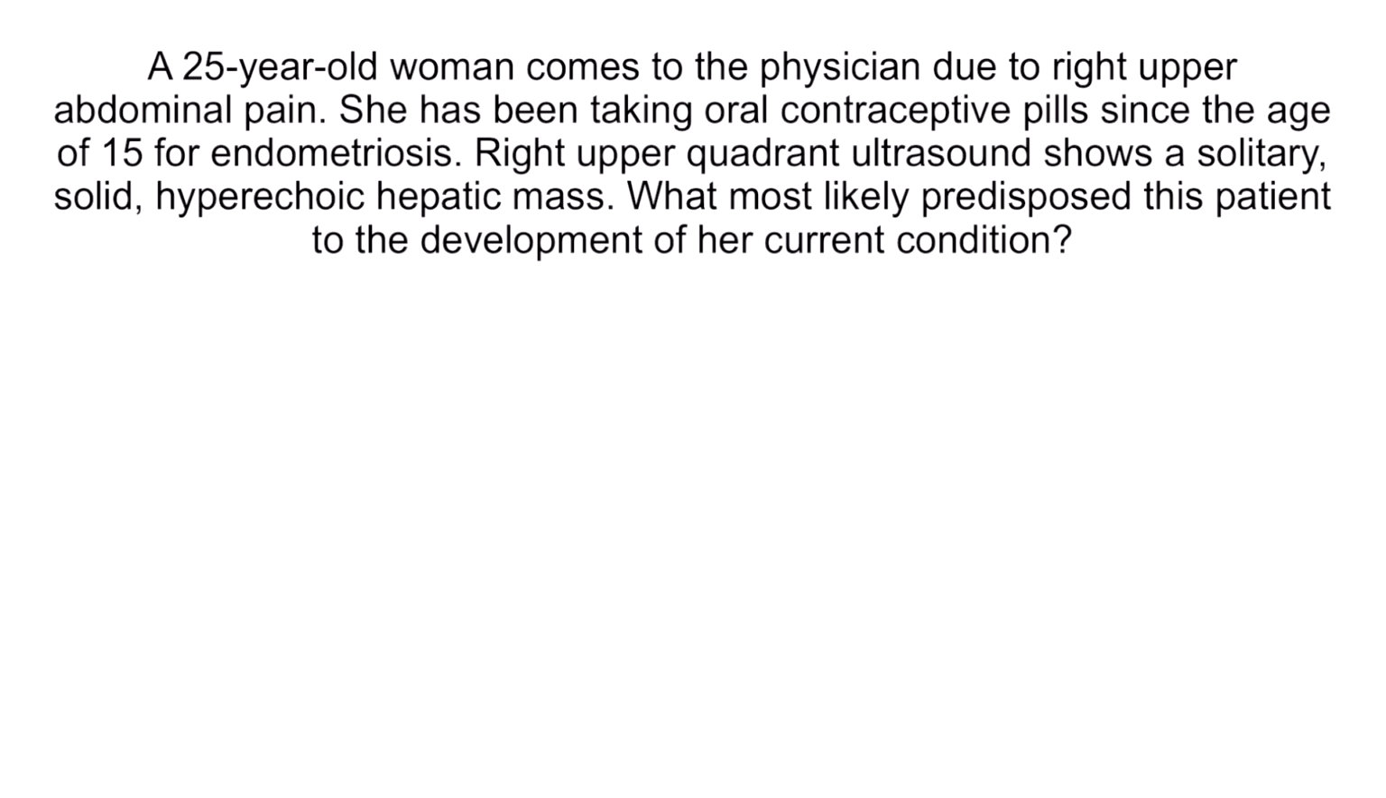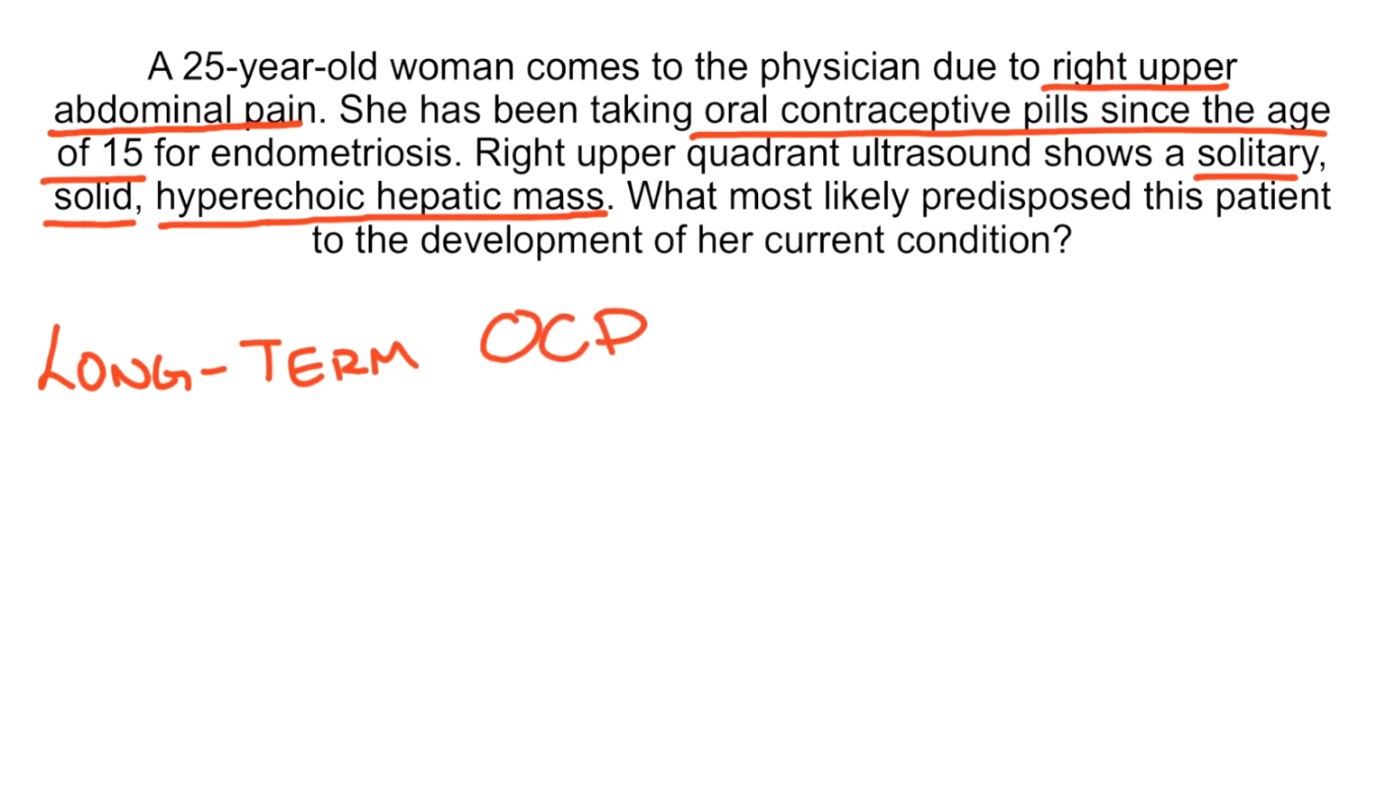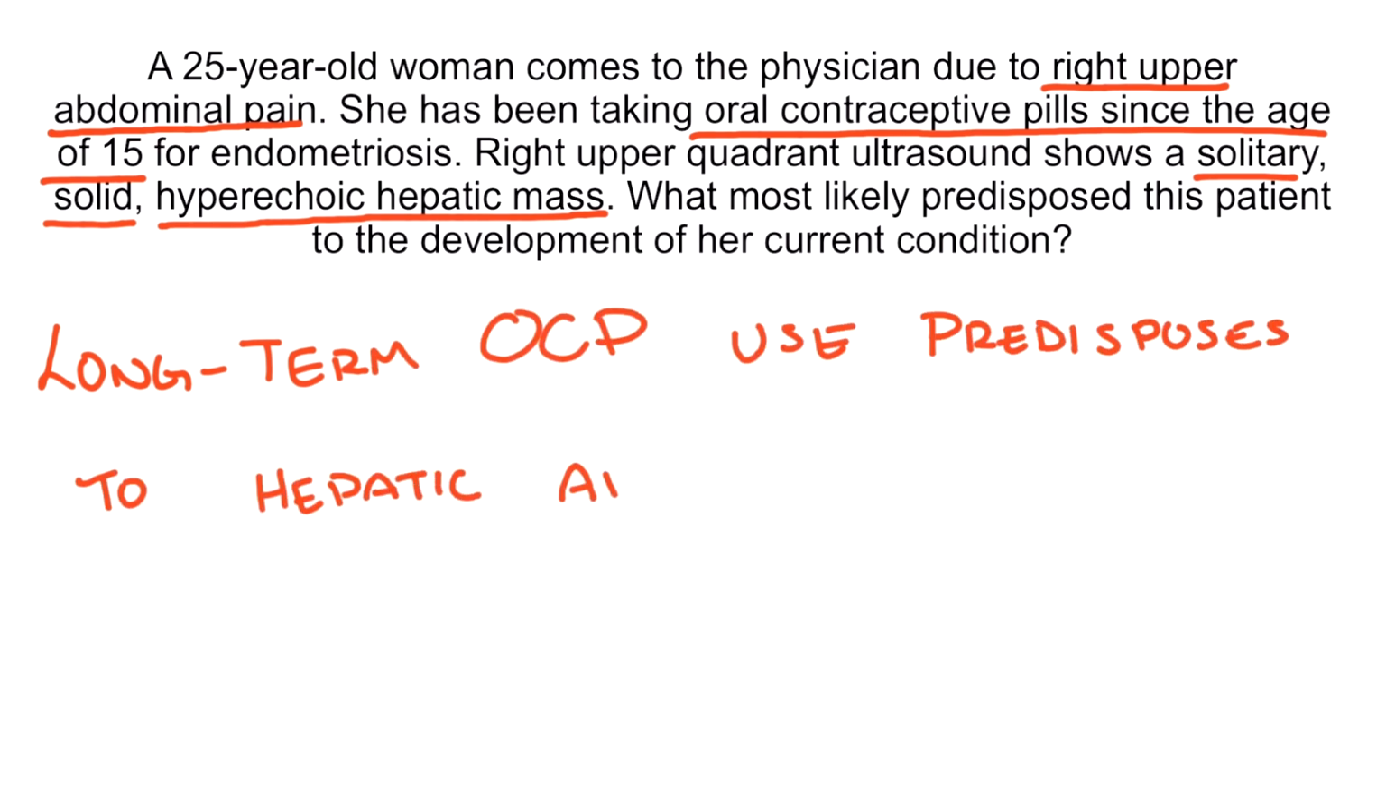This young woman with right upper abdominal pain and history of long-term use of oral contraceptive pills has a solitary, solid, hyperechoic hepatic mass on the ultrasound. This description is consistent with the diagnosis of hepatic adenoma. The patient's long-term use of oral contraceptive pills is what most likely predisposed her to the development of hepatic adenoma.